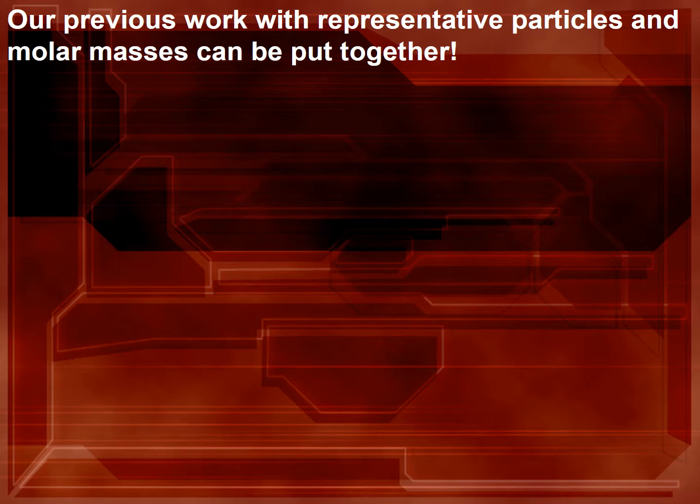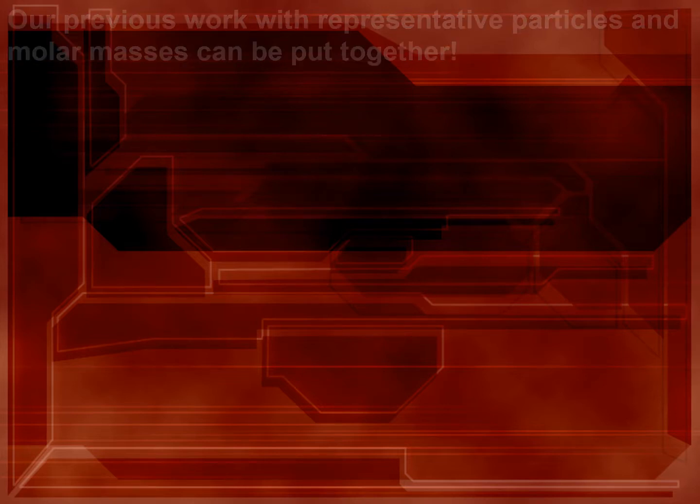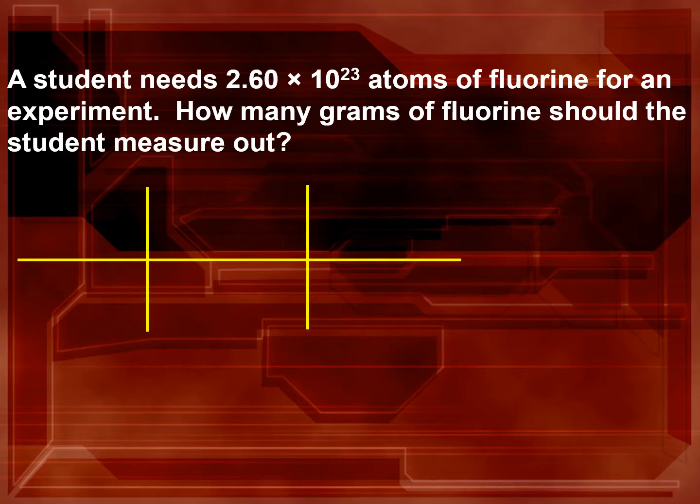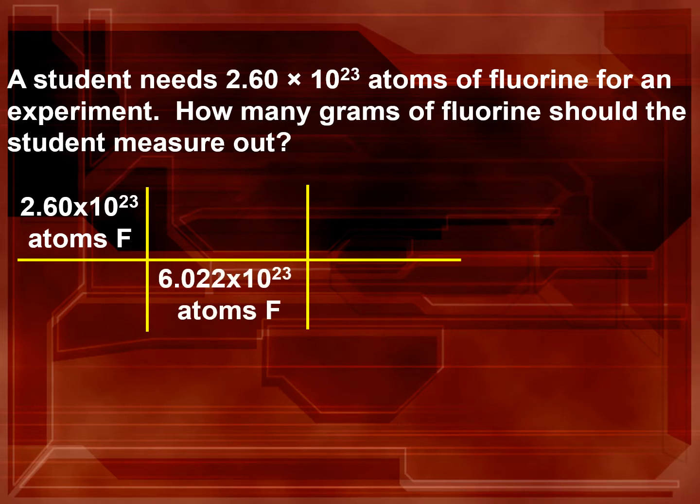So our previous work with representative particles and our molar masses work can now be put together. Suppose a student needs 2.6 times 10 to the 23rd atoms of fluorine for an experiment. How many grams of fluorine should the student measure out? We start with our train track and we put in our given, 2.60 times 10 to the 23rd atoms of fluorine. To get rid of atoms, we're going to need Avogadro's number on the bottom. So we have 6.022 times 10 to the 23rd atoms of fluorine, and that's equal to a mole of fluorine.